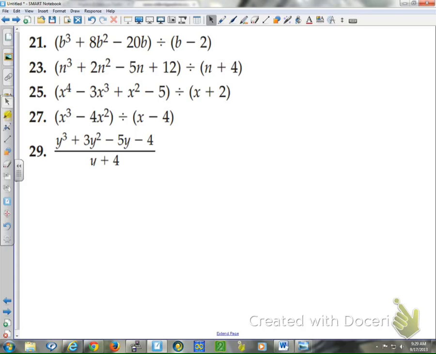Negative 4, the opposite of the number that you're dividing by. So now you write down all your coefficients. The coefficients are the numbers in front of the letters. What's in front of n cubed? 1. What's in front of n squared? 2. What's in front of n? Negative 5, and then 12.